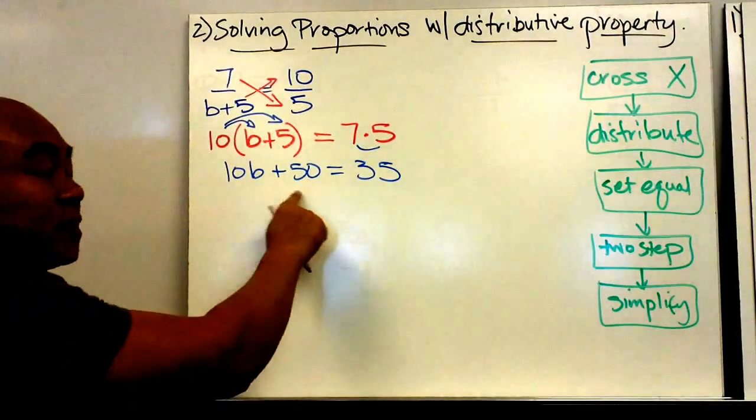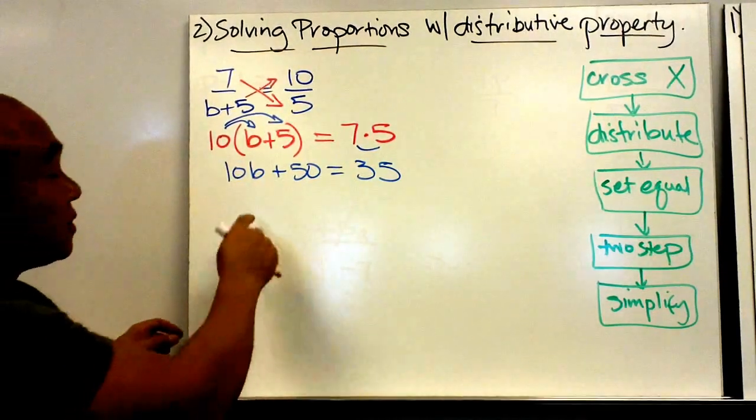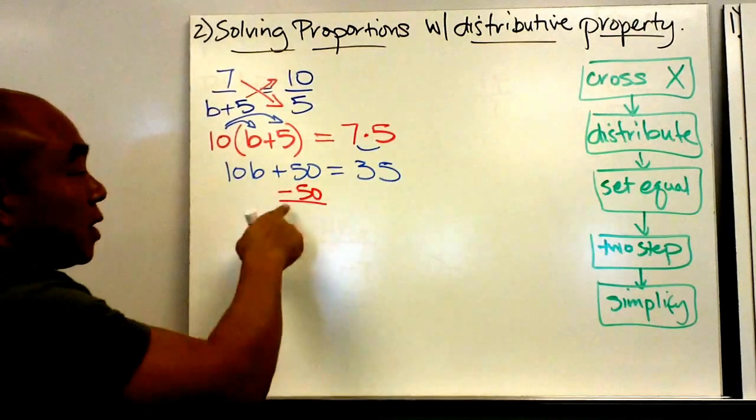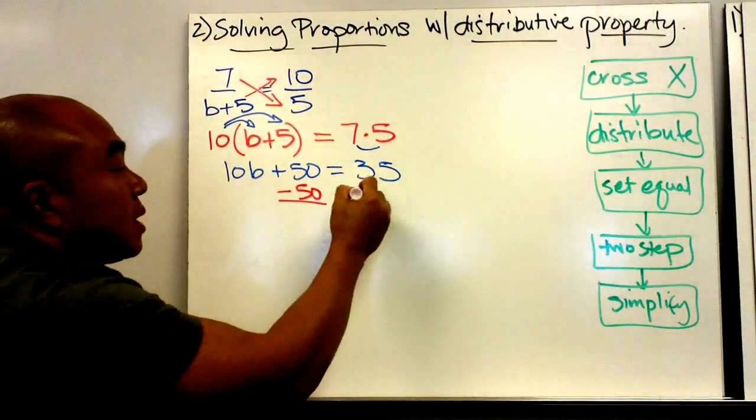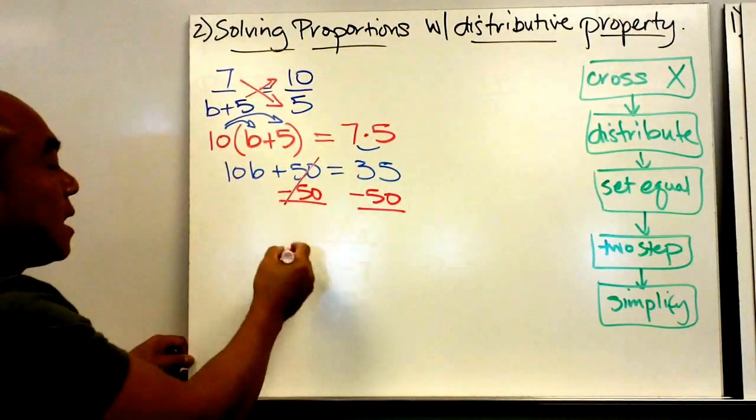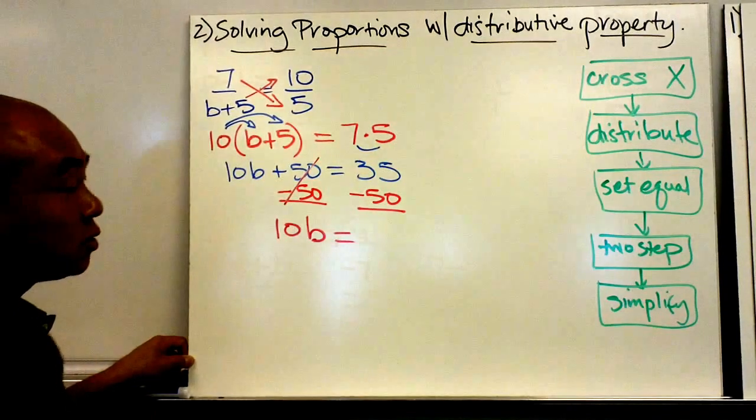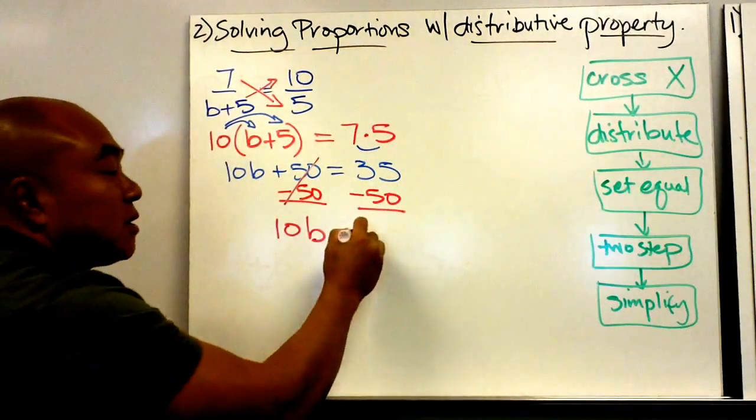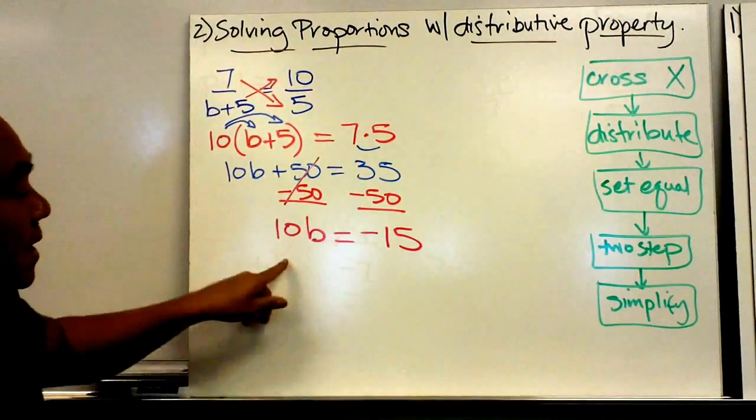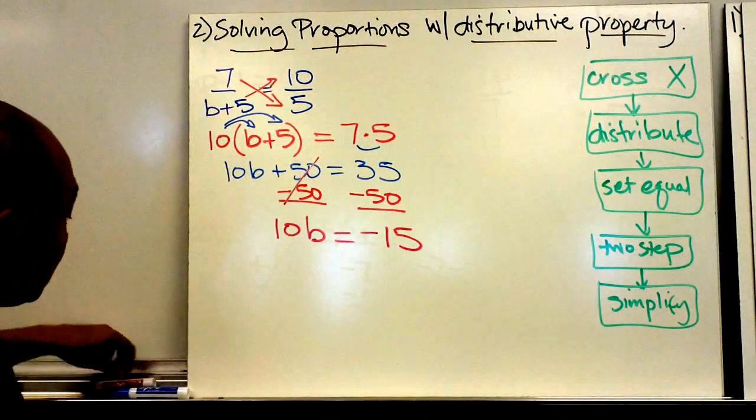And you always want to undo the addition or the subtraction part next to your coefficient and variable. So here is minus 50, and we're undoing addition, minus 50. So that's gone. I now have 10b is equal to 35 minus 50, which is going to give me a negative 15. And then again, I now have broken down my two-step equation into a one-step equation.